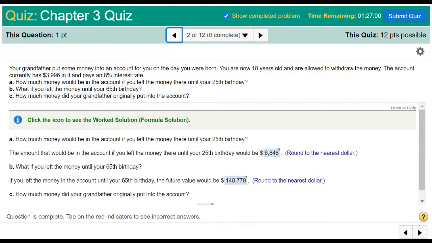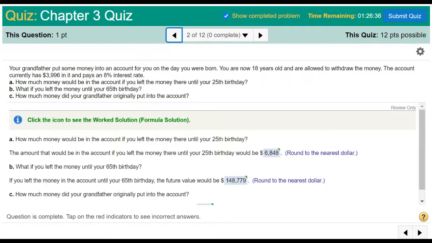So 25 minus 18 is 7. So N equals 7. IY equals 8%. Payment is 0. Present value is 3,996. Compute for future value.